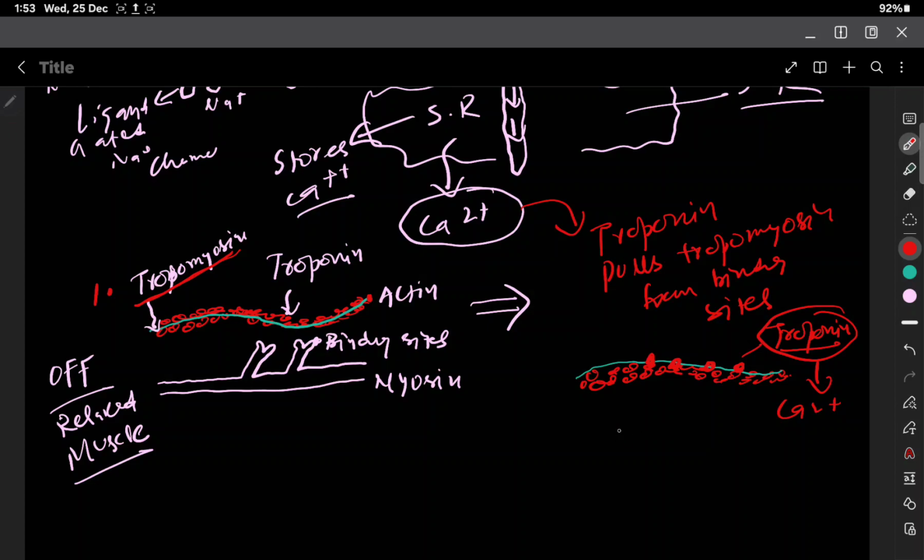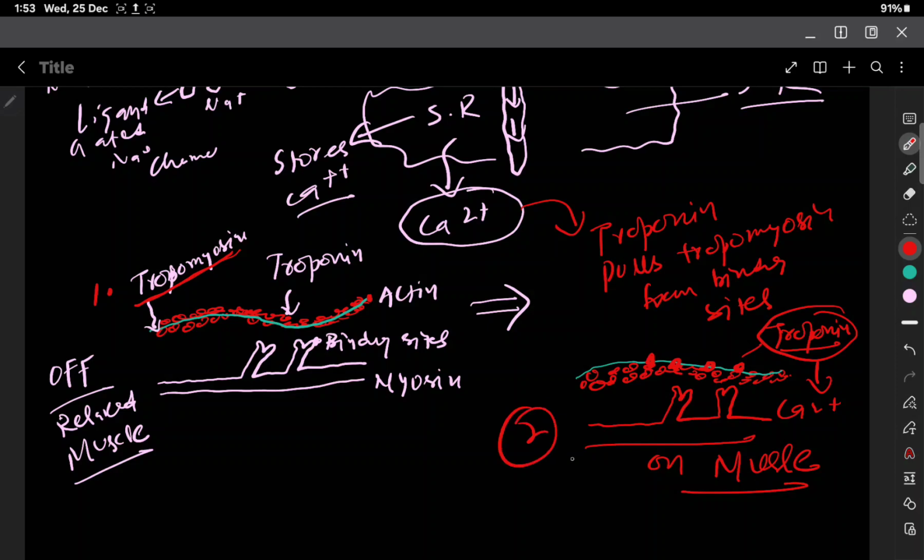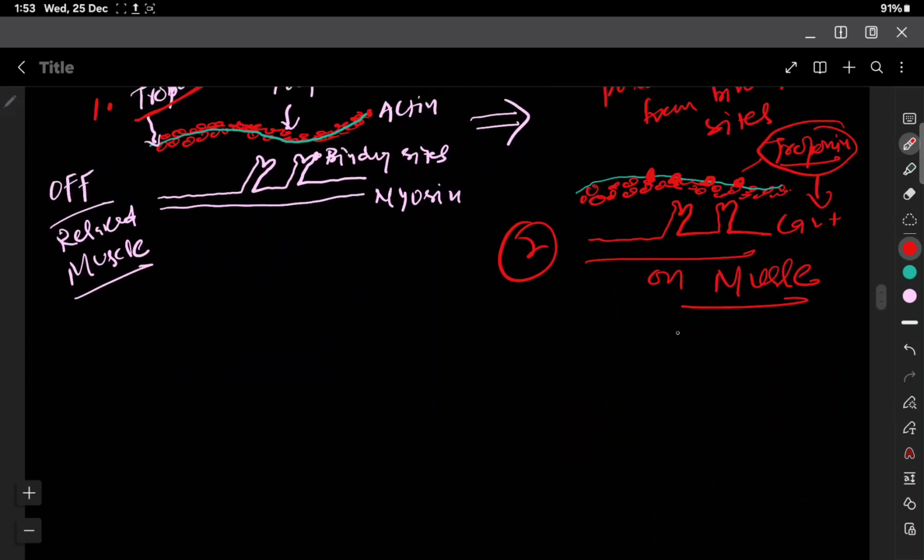So now this muscle is called the on muscle. I will write here, so this is on muscle. In the first step, the muscle was off. Now in the second step, the muscle is on. Why is the muscle on? Because the calcium from the sarcoplasmic reticulum removed tropomyosin from the binding sites. So troponin is exposed, and calcium will now act on the troponin. Now the third step, what will happen?